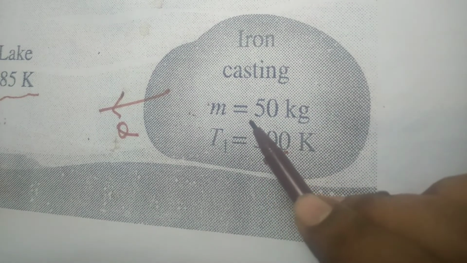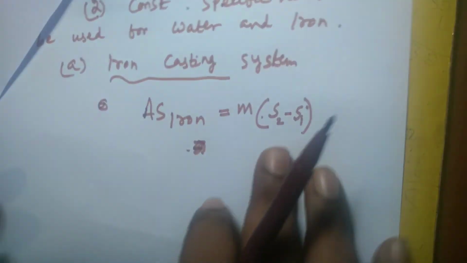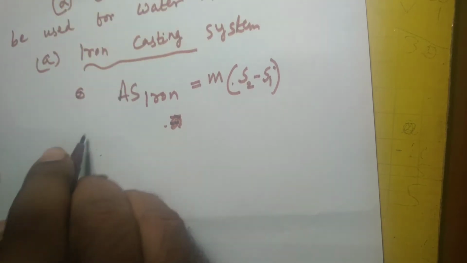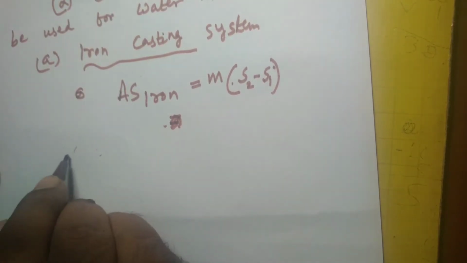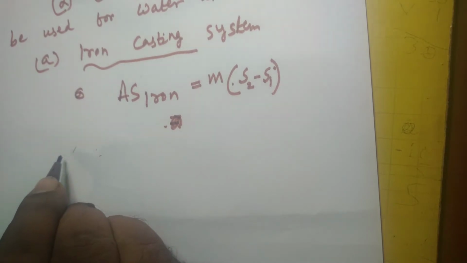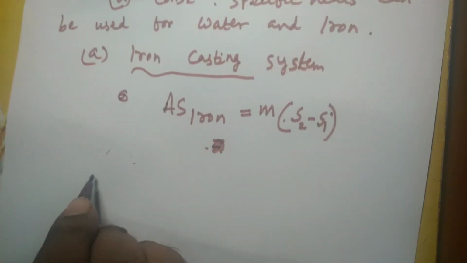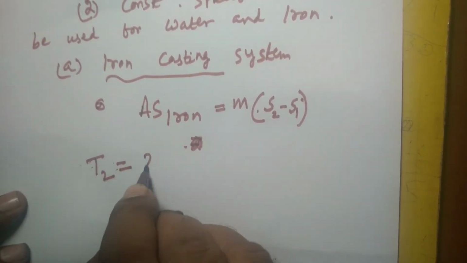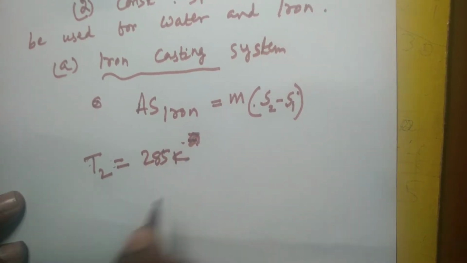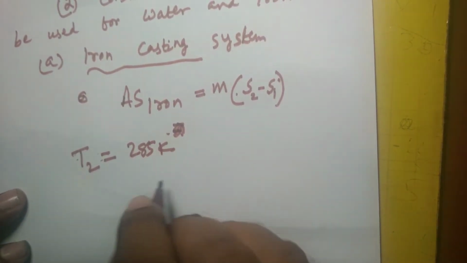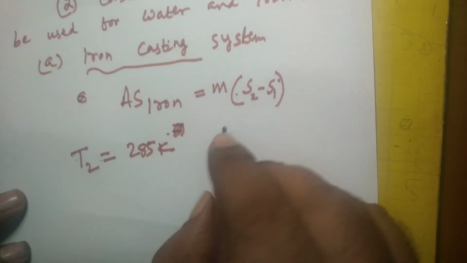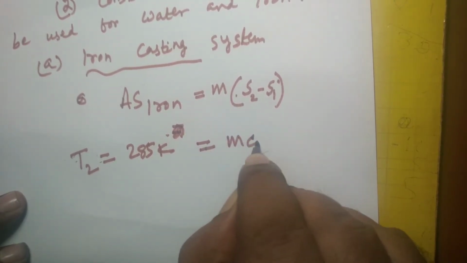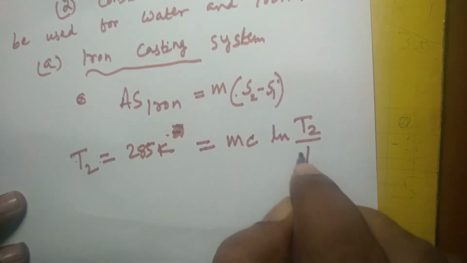Delta S is equal to... first we have to find out the final temperature of iron. When iron comes into thermal equilibrium with the lake, the final temperature will be that of the lake, because the temperature of the lake will not change. So the final temperature T2 will be 285 Kelvin for both iron and lake. So that means delta S will be m c ln(T2 by T1).